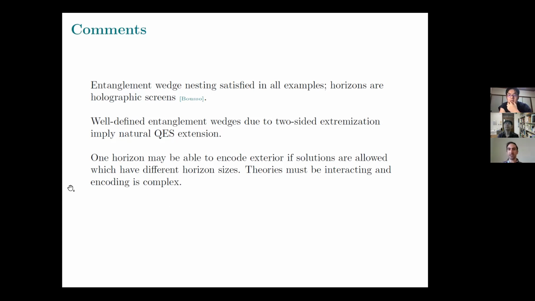You're still saved a little bit because the encoding should at least be complex. To move the surface from the big horizon to the small horizon, there's what's called the Python's lunch nowadays in the middle. So the encoding of the exterior region is complex from only having access to one of them.